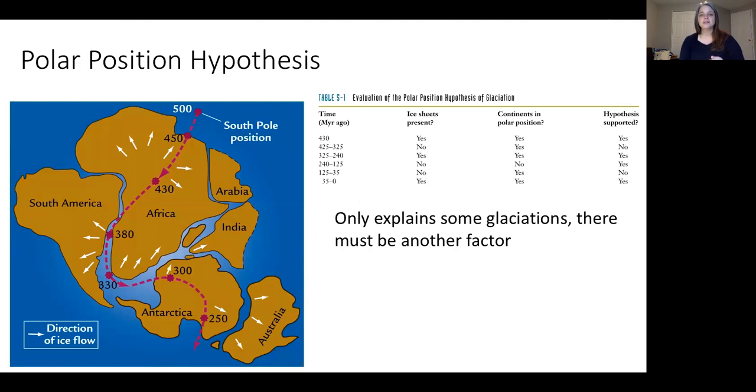And so this led to scientists going after other ideas or other theories, because it works sometimes, but it doesn't work all the time. So now we need to think about what might be the cause of that change when it was cold, but we didn't necessarily have land masses over the poles, or we had land masses over the poles and it wasn't cold. So we're trying to figure out that bit of a paradox.